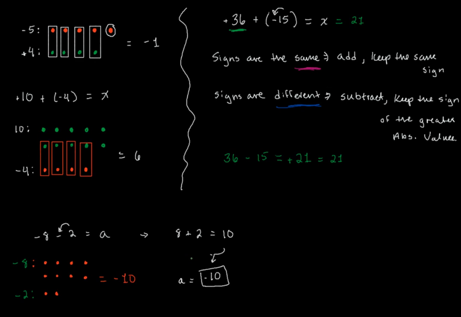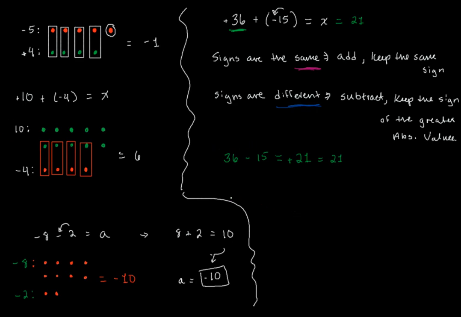Okay? So when you see signs that are the same, you need to add up the numbers and then keep the same sign. If the signs are different, you have to subtract and then keep the sign of the greatest absolute value. Let's try one more. Let's try 3 numbers.